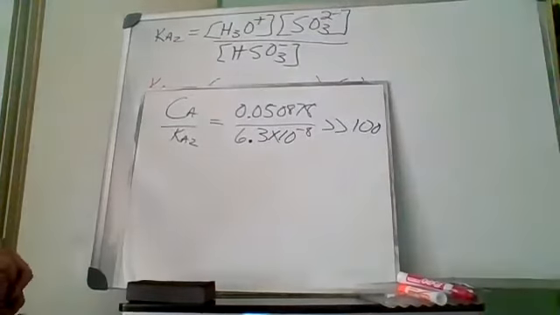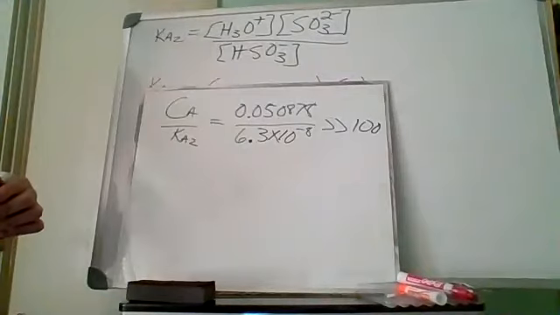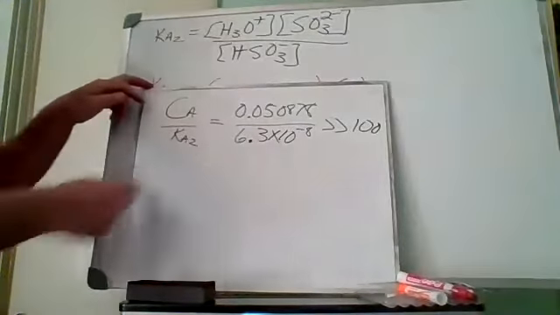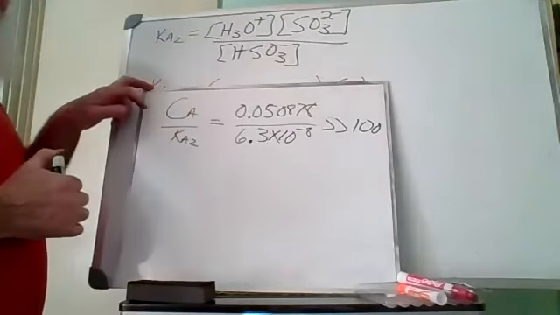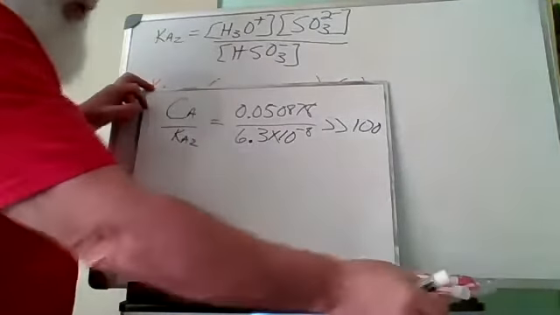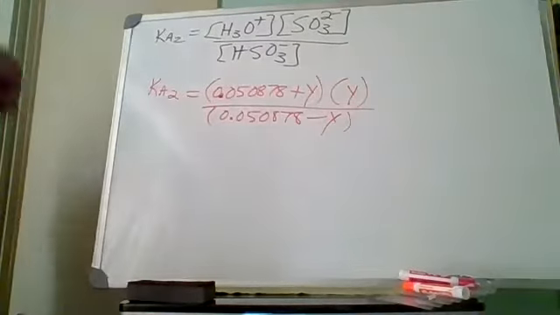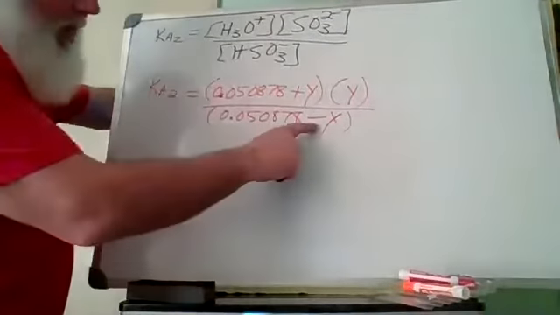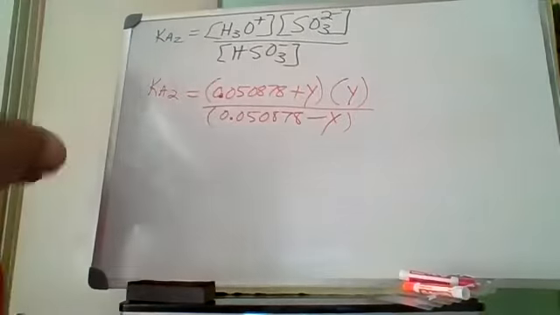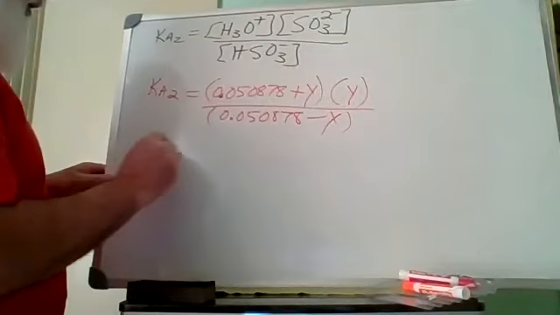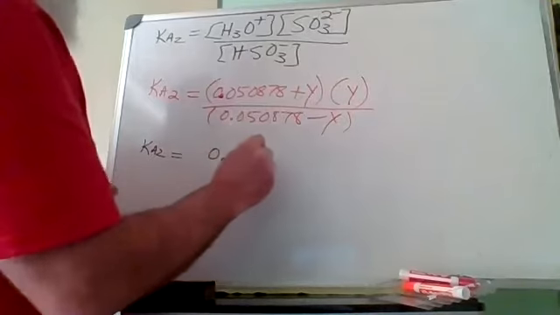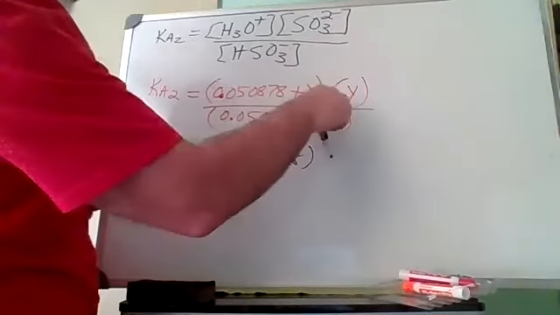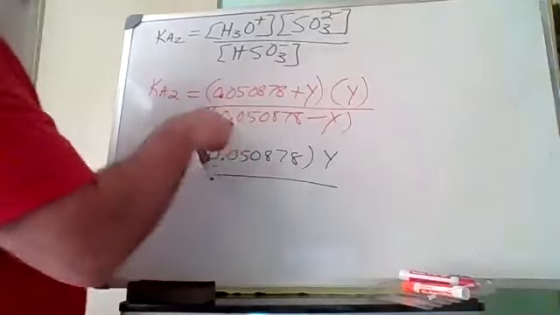So it's going to be okay to drop that plus or minus y. Right? Everybody has this? Again, understand what we did here, because it's going to tell you whether or not you need to do a quadratic equation. All right. So since that was way bigger than 100, I can drop this plus y, drop that minus y. So we'll go Ka2 equals 0.050878 times y divided by 0.05.